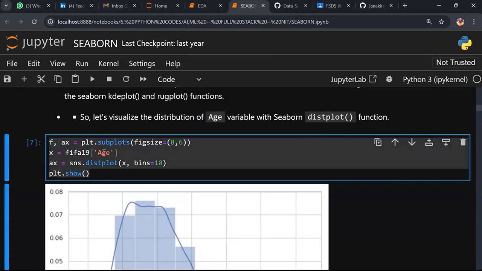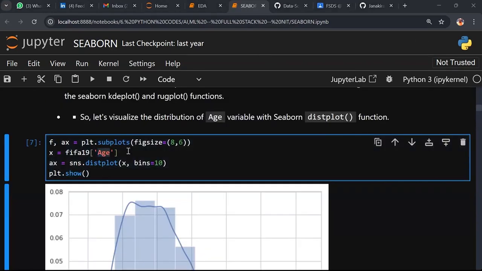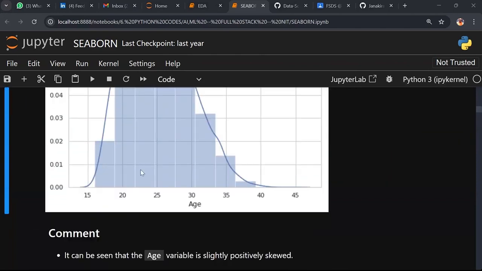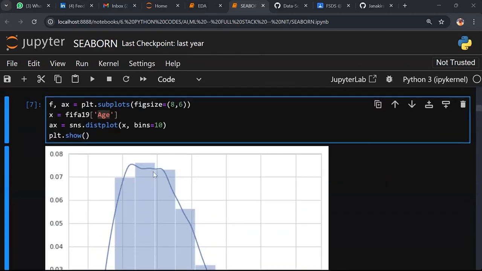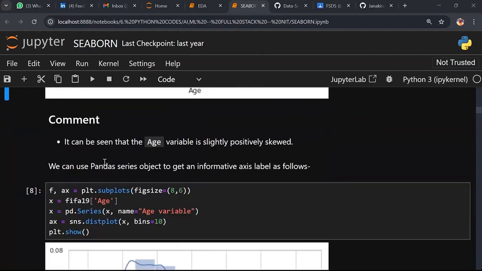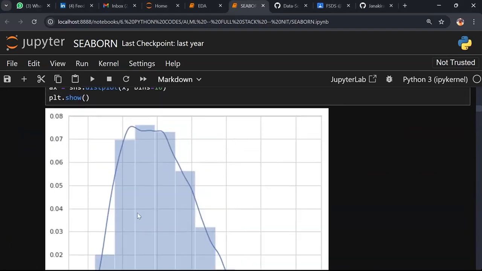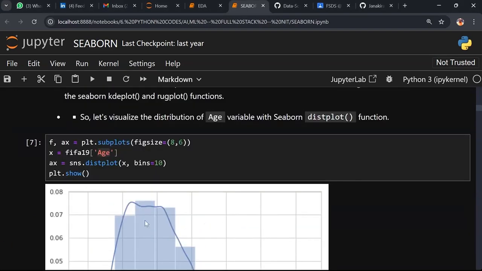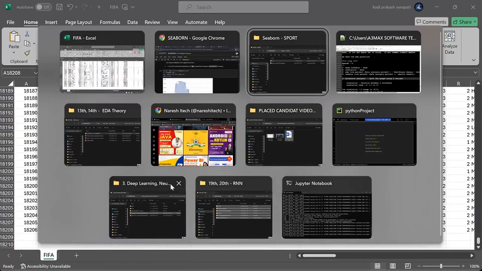Univariate. Why? Only A is univariate. Only one variable you're using. Do you see? Only one variable we're using when we plot the graph. Dist plot, we already completed, right, guys? Now comment: it can be seen that A's variable is positively skewed. What is positively skewed? I will tell you at this moment, you can leave it.